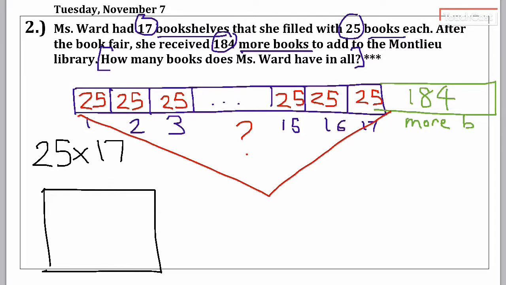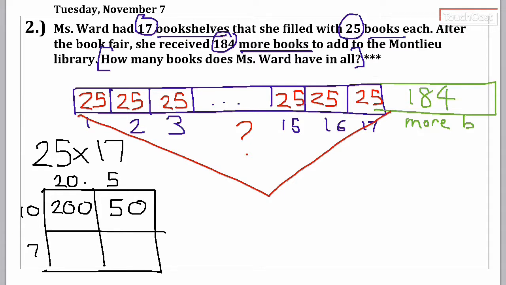Knowing what I do about multiplication, I know I can split 25 into 20 and 5, and 17 into 10 and 7. 20 times 10 is 200. 10 times 5, 50. 20 times 7, 140. And 5 times 7 is 35. You can always slow down and make sure you're multiplying correctly. If you need to write 20 times 10 on the inside of each box, 5 times 10, that's totally fine as well. 7 times 20, 5 times 7.